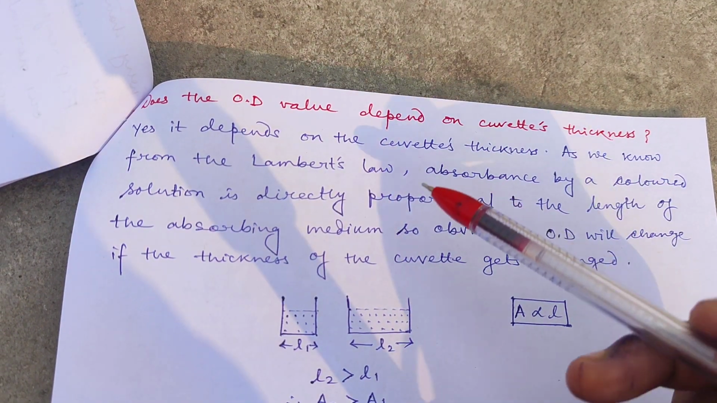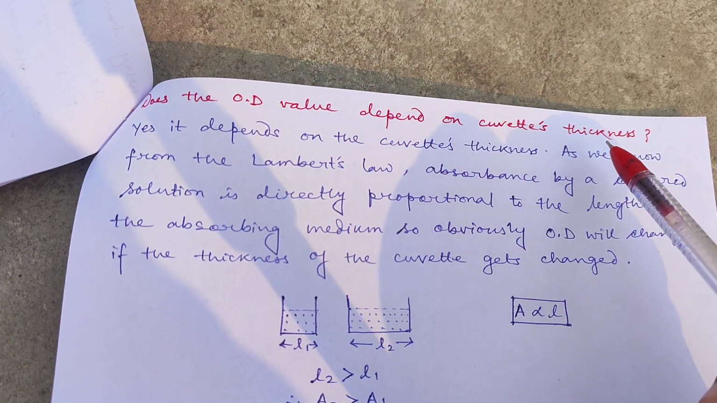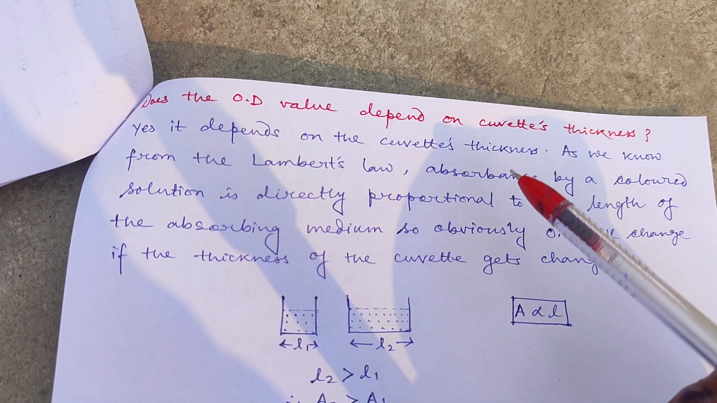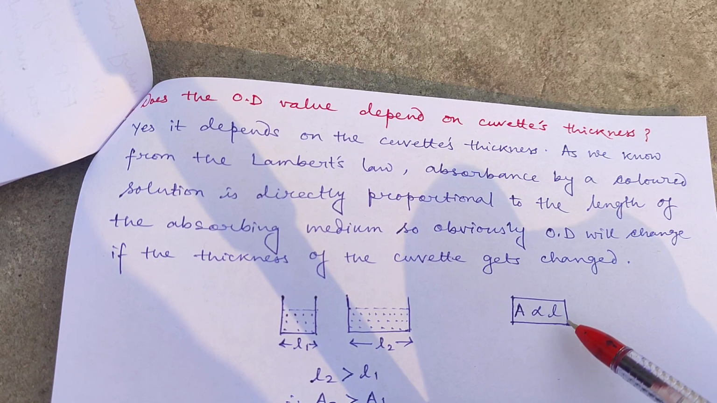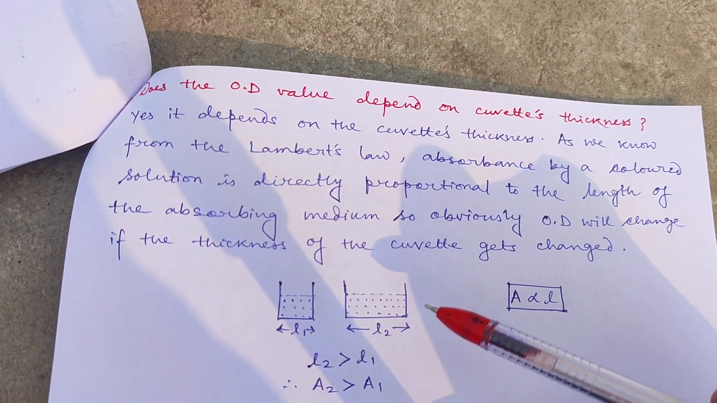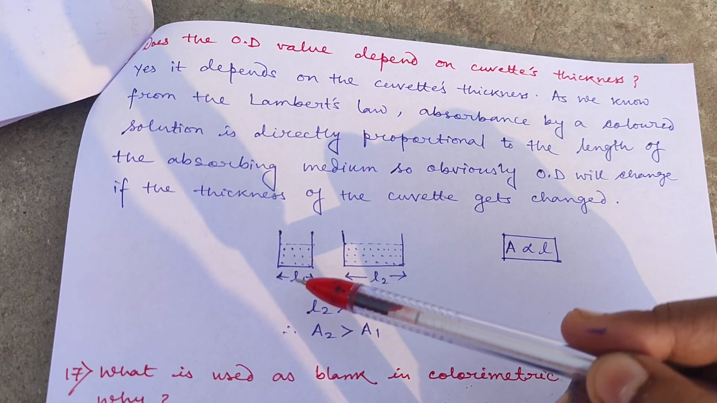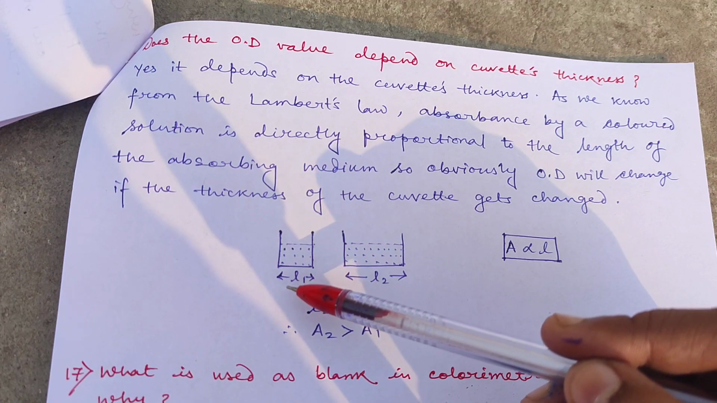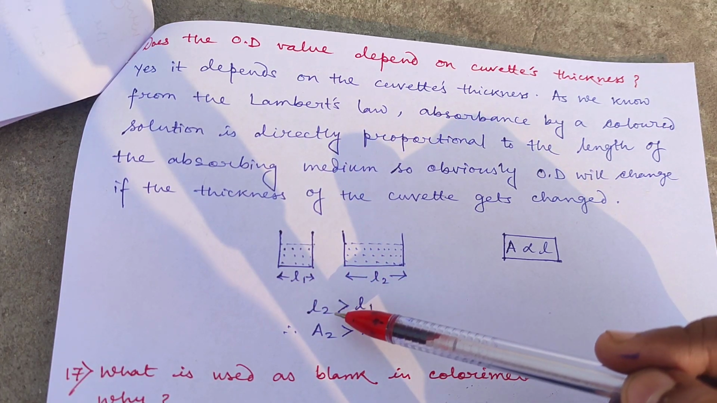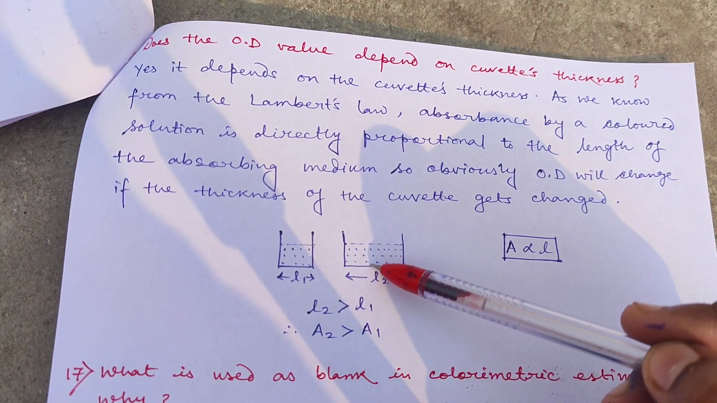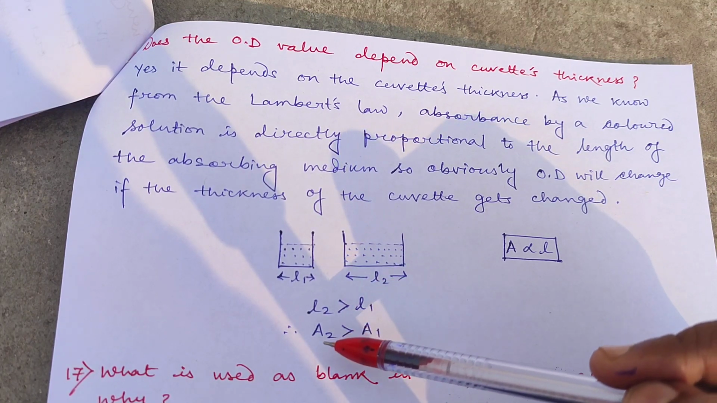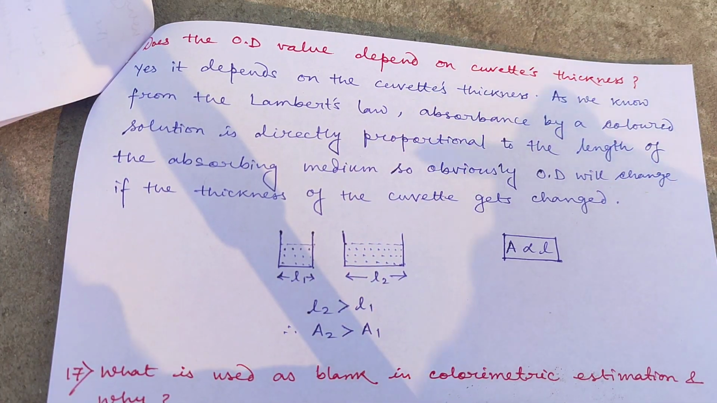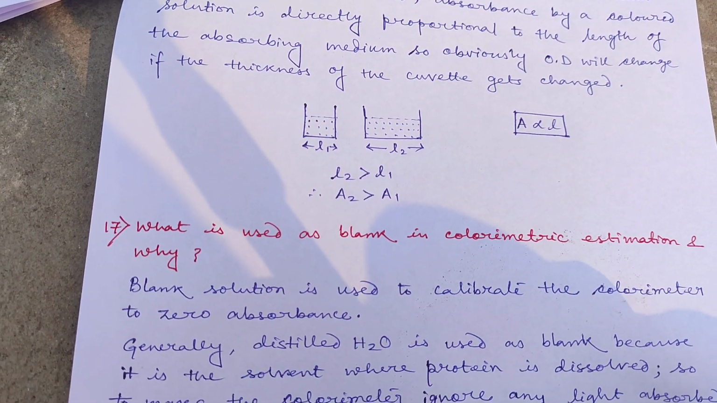Now a very important question. Does the OD value depend on the cuvette's thickness? What do you think? Yes, obviously it depends, because according to Lambert's law we know that A varies as L. If L varies, see here this is one cuvette and this is another cuvette. Concentration is similar, but here the length of this cuvette is smaller, so L2 is greater than L1, and obviously the absorbance of the cuvette with L2, A2, will be greater than A1. So absorbance, or OD value, obviously depends upon the cuvette's thickness.